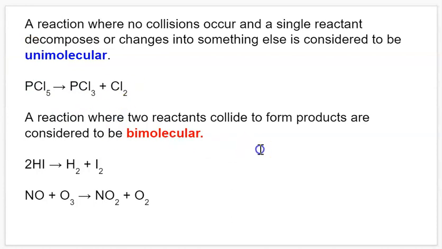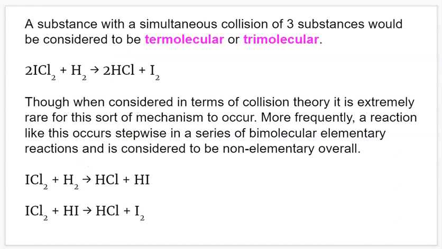A reaction where two reactants collide to form a product, the normal type of thing we think about with collision theory, is called a bimolecular elementary reaction. And that can be either a reaction between two of the same type of chemical colliding or two different types of chemicals colliding. And sometimes a chemical equation indicates that three substances are colliding, in which we would have a termolecular or trimolecular elementary reaction, like in this case where we have two ICl2s reacting with one hydrogen gas.